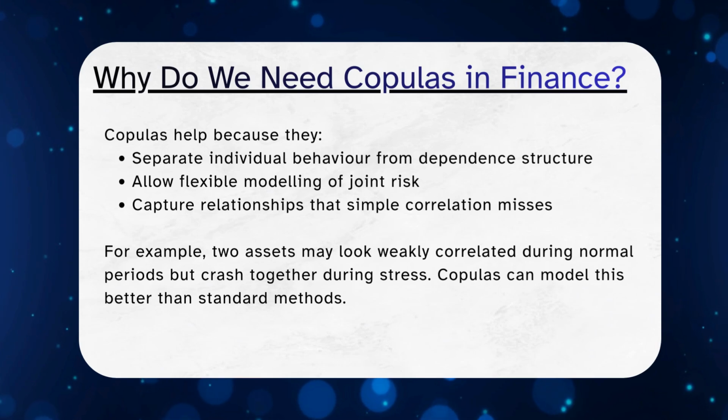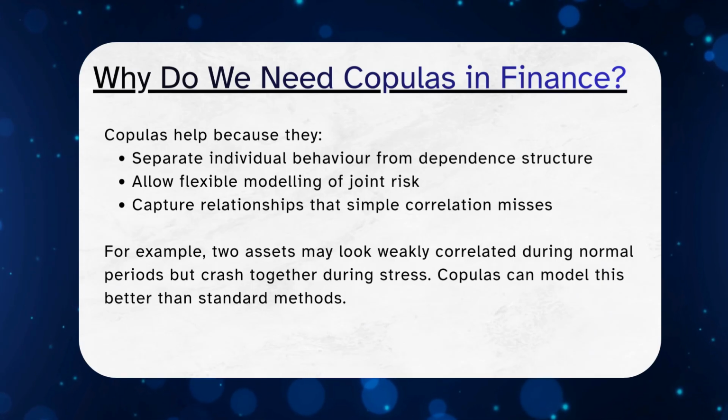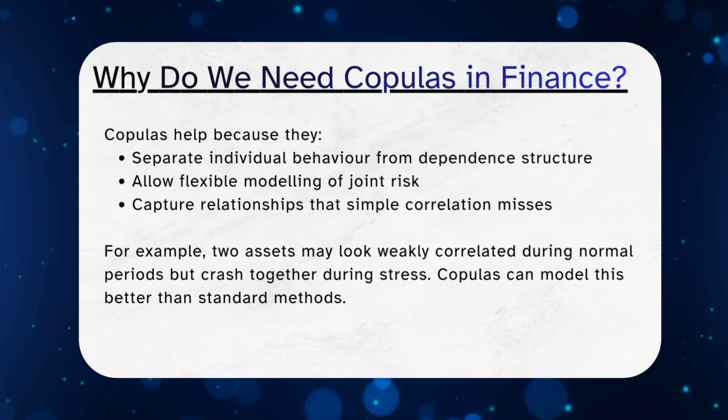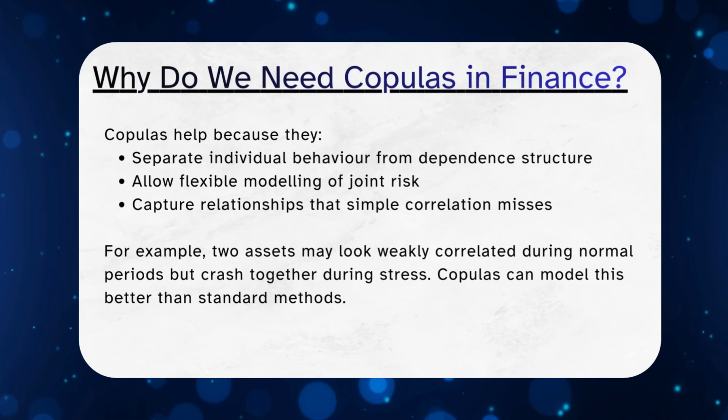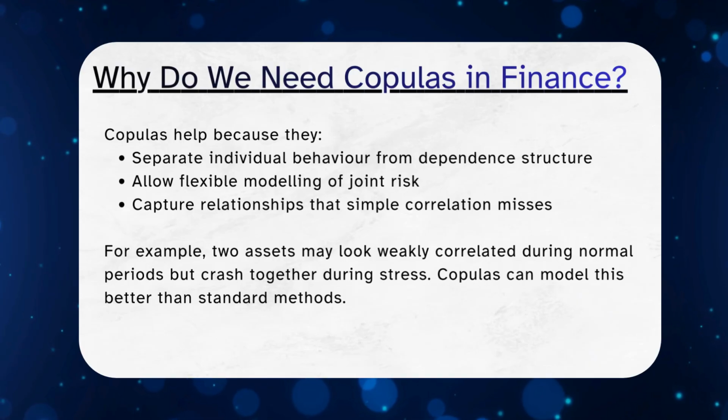This is where copulas become useful. They separate individual behavior from dependency, allowing analysts to model joint risk more realistically. By using copulas, finance professionals can better understand hidden relationships that simple correlation numbers may miss.